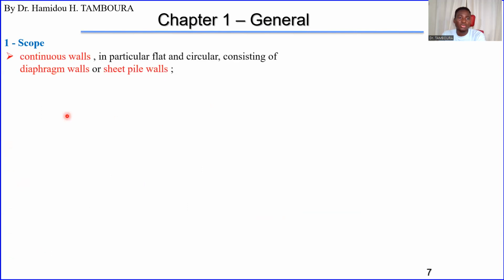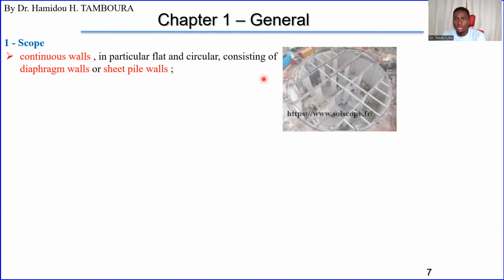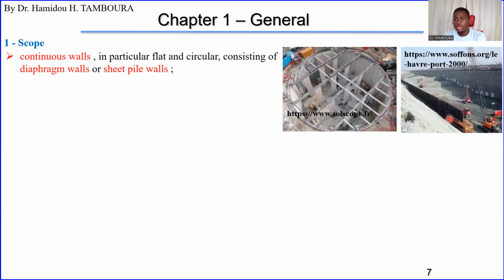So first, let's go for the first type, the continuous wall, diaphragm wall, and sheet pile. This is an example of a diaphragm wall. When you want to construct a basement, underground space, you need this kind of thing to retain the soil. In this program, I will show you how to design this type of wall. There are also this type of sheet pile walls.